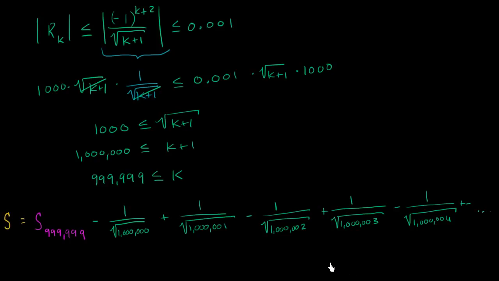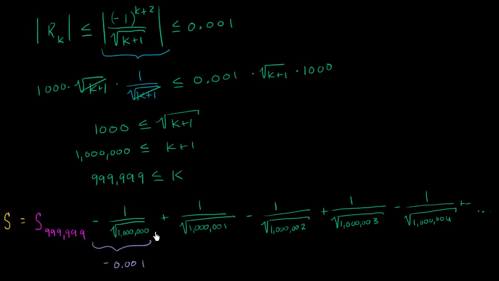Now, I want to convince ourselves that the absolute value of this thing is going to be less than 1,000th. It's going to be essentially less than the absolute value of this first term. So how do we think about it? This first term right over here is negative 0.001, because it's 1 over 1,000, and we have this negative right over here.